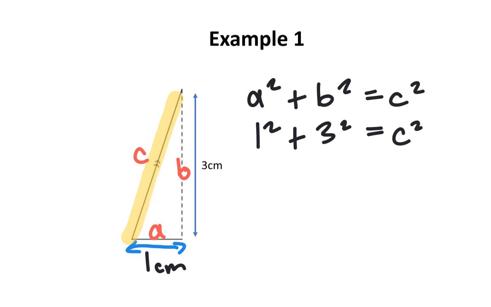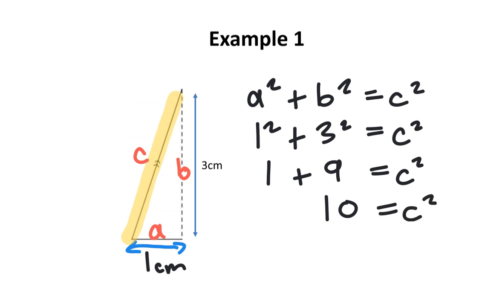Next, you want to simplify the left side of the equation using BEDMAS, which means we need to do exponents before addition. So 1 to the power of 2 is 1 times 1, which is 1. And 3 to the power of 2 is 3 times 3, which is 9. Again, I can simplify here. 1 plus 9 is 10.